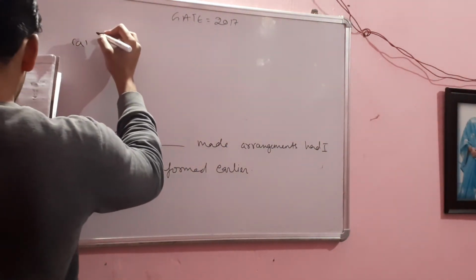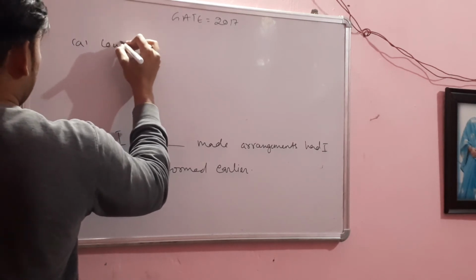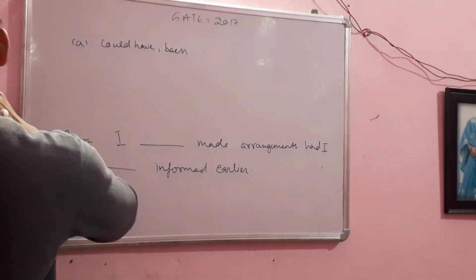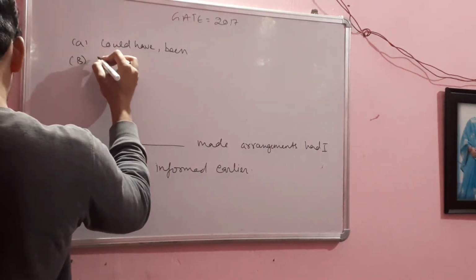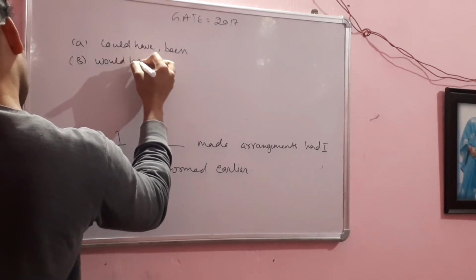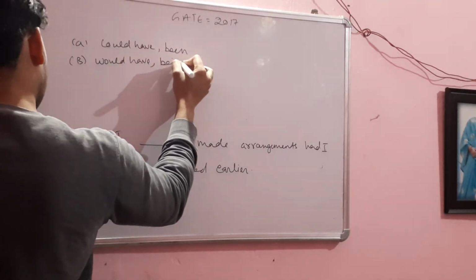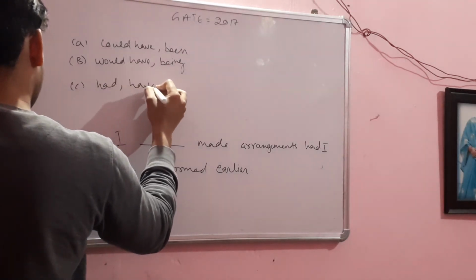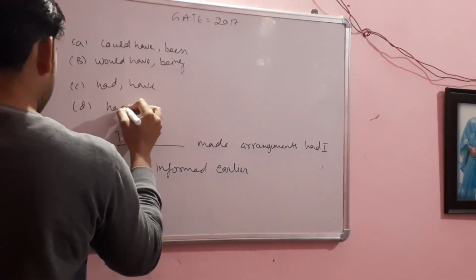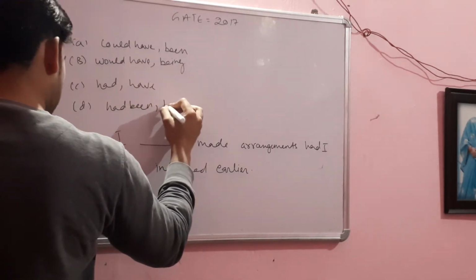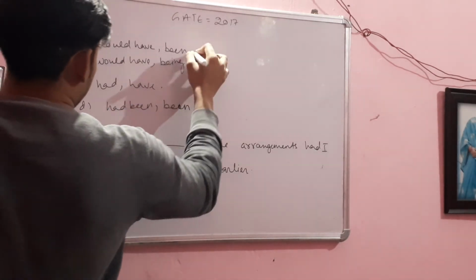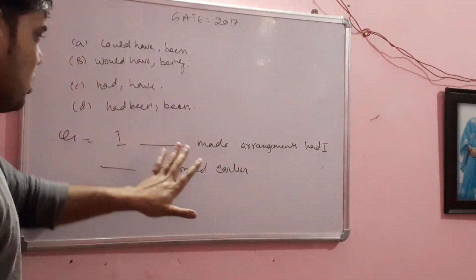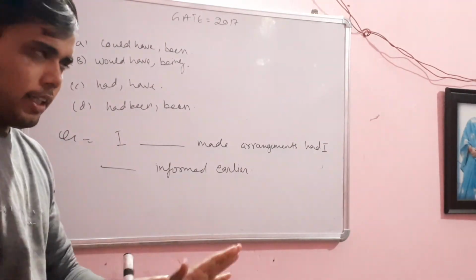First is your could have, and the second fill in the blanks is been. Your B option is would have, and it is being. This is C, had, have, and this is D, had been, and that been. Okay, so you just need to put these phrases in this sentence, and you will have your answer.